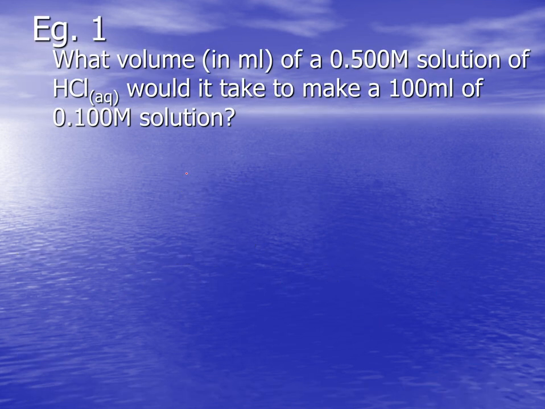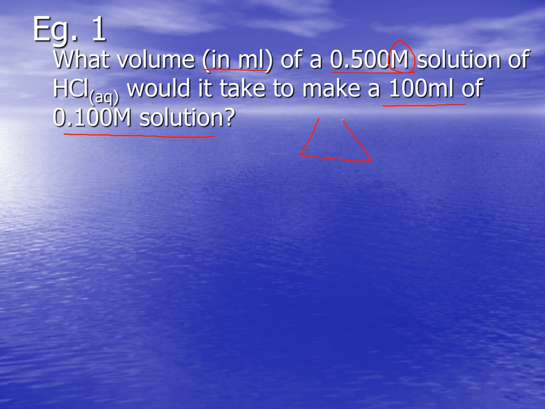Alright, so example 1. Let's say we wanted to make a solution, and here it is here. We want to make 100 mL of a 0.1 molar solution. What volume, and we'll put it in milliliters, of a 0.5 molar solution, molars, moles per liter, capital M, all the same thing, so 0.500 moles per liter solution of hydrochloric acid would it take to make 100 mL of a 0.1 solution?